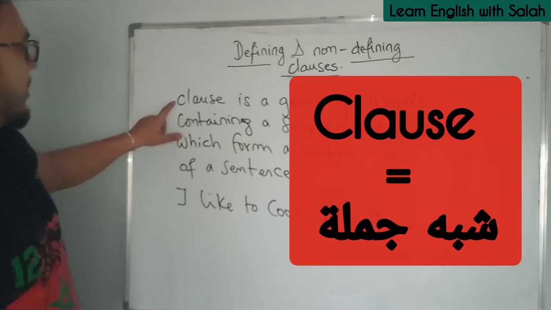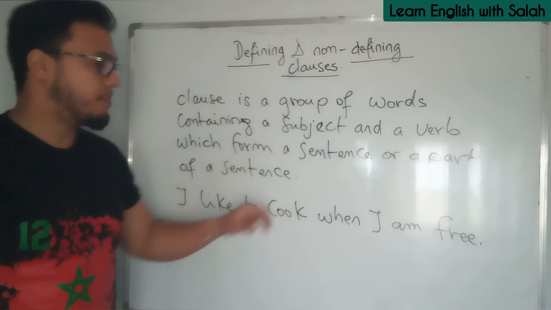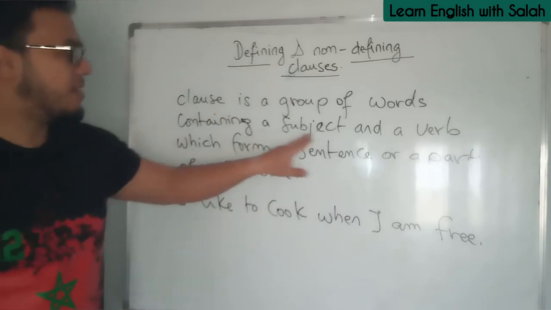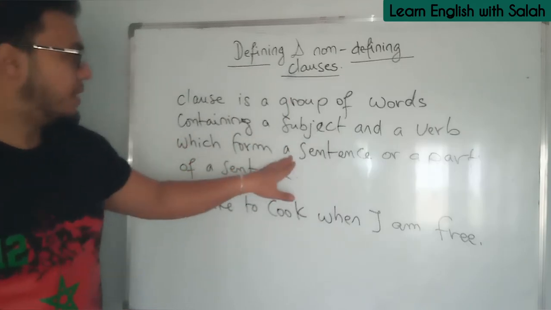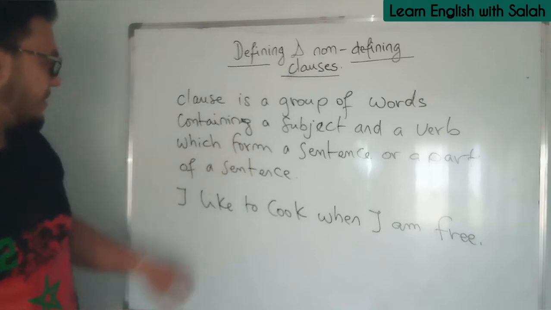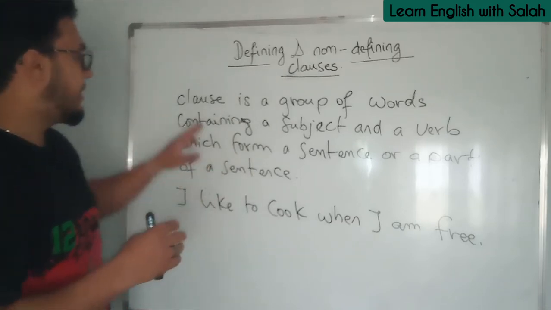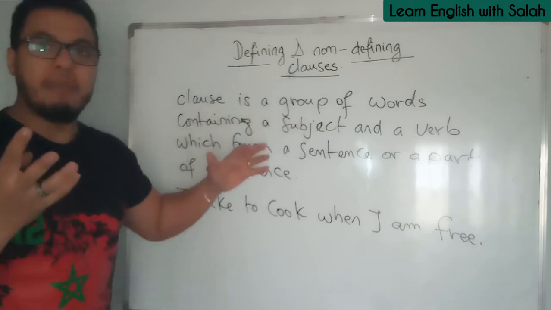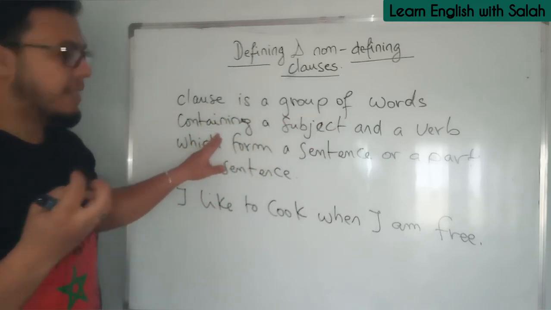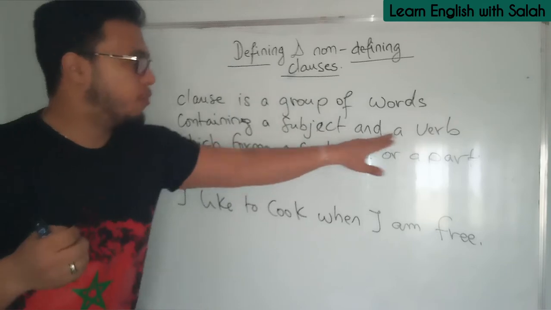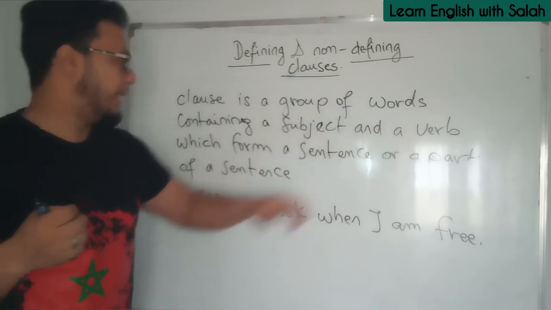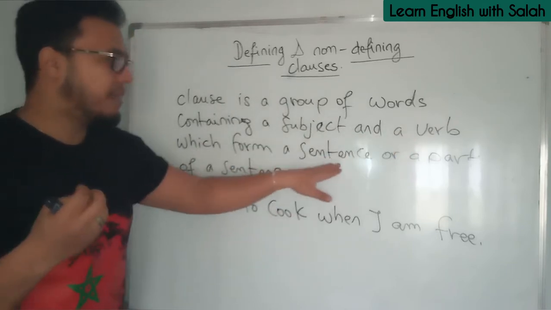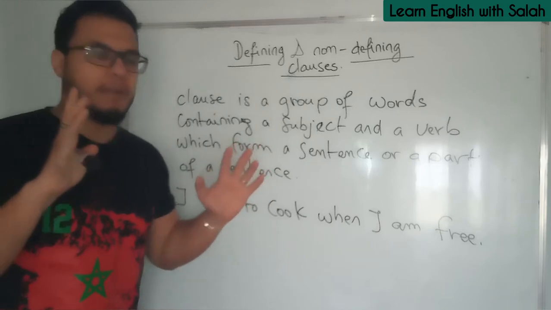يلا let's do it. A clause is a group of words containing a subject and a verb which form a sentence or a part of a sentence. شنو قلنا هنايا؟ قلنا انه a clause هو مجموعة من الكلمات كتكون من subject ومن verb، من فاعل وفعل، اللي كتكون لينا اما جمله ولا جزء من جمله.